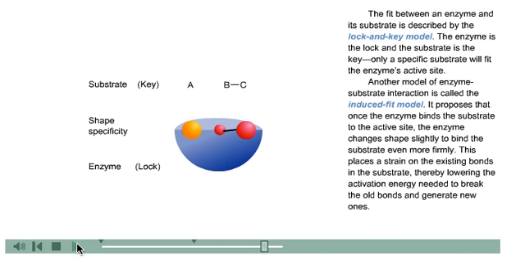Another model of enzyme-substrate interaction is called the induced fit model. It proposes that once the enzyme binds the substrate to the active site, the enzyme changes shape slightly to bind the substrate even more firmly. This places a strain on the existing bonds in the substrate, thereby lowering the activation energy needed to break the old bonds and generate new ones.